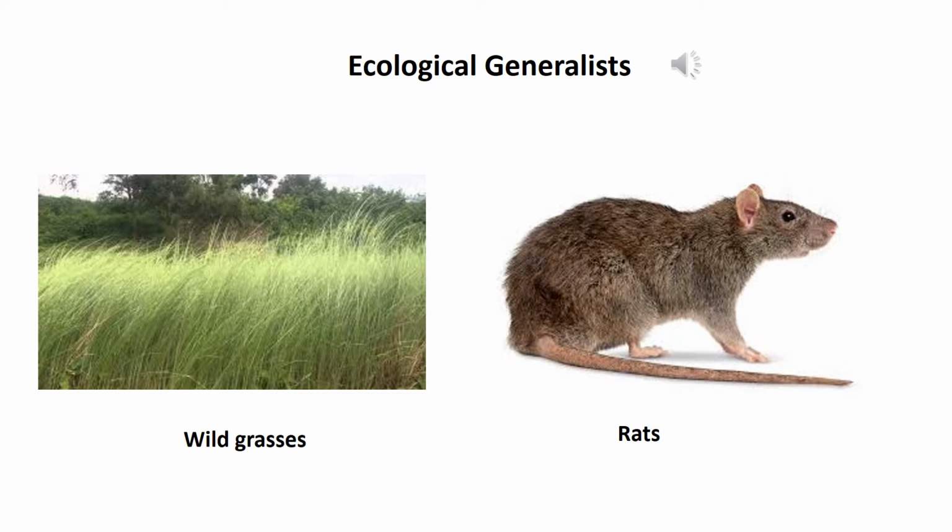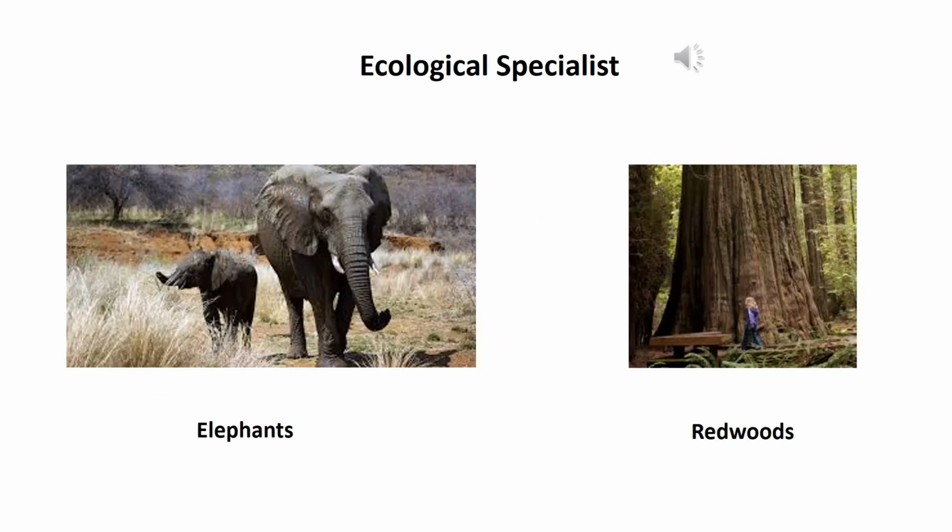Ecological generalists are among all 6 continents, live anywhere. Grasses are everywhere, so are rats. And then there's ecological specialists. These are ones that only exist within certain parts of its unique ecological community. Elephants only live in the savannas in Africa as well as India.